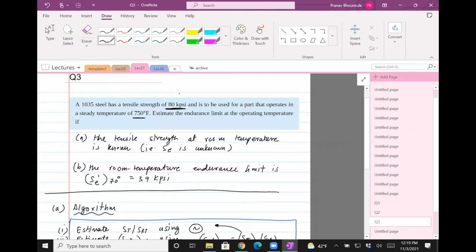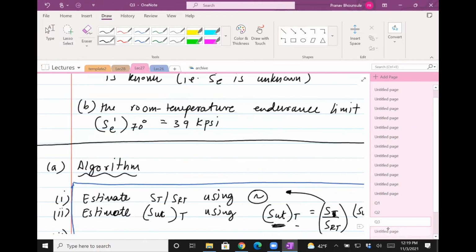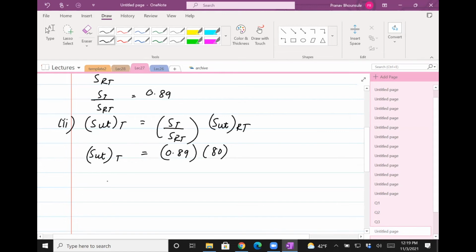Okay, so that is actually at room temperature, which I think is not explicitly stated here, but it is at room temperature. So let's put that in. And so we get SUT at 750 equals 71.2 kPa. Okay, step 2. So we're done finding the ultimate strength.